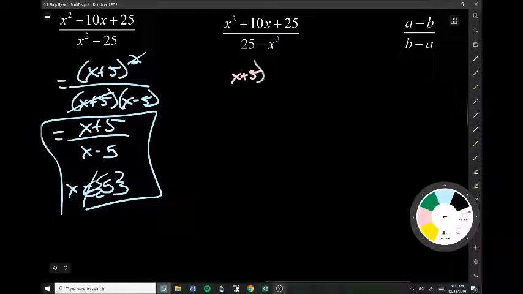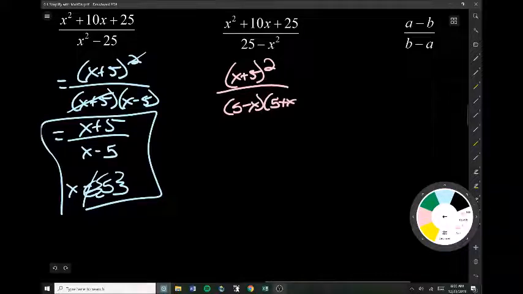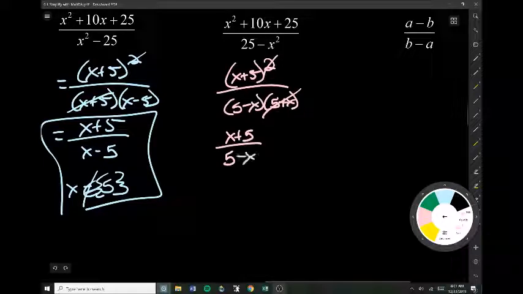This is very similar. x plus 5 squared over 5 minus x, 5 plus x. You'll note that x plus 5 and 5 plus x are the same thing, so one of these and one of these can divide, and we get x plus 5 over 5 minus x. Nothing here can cancel. This can't go any further. x still can't be 5.